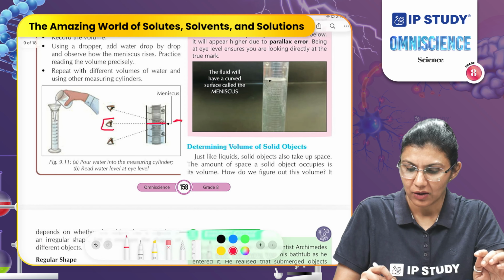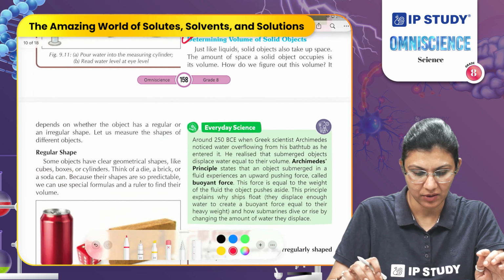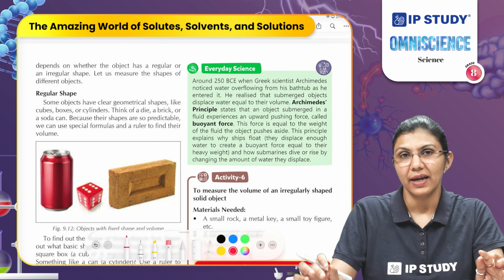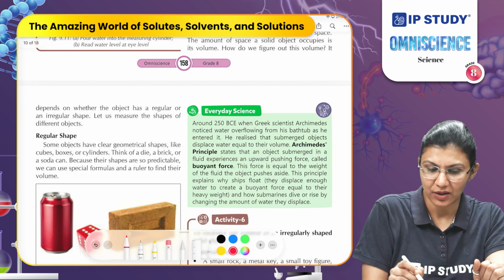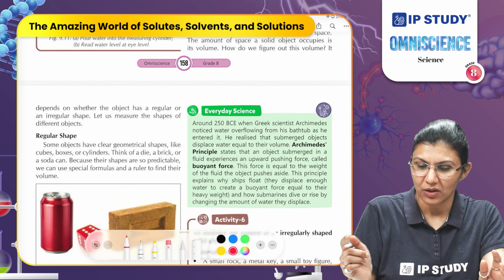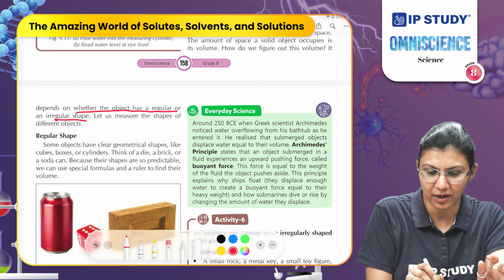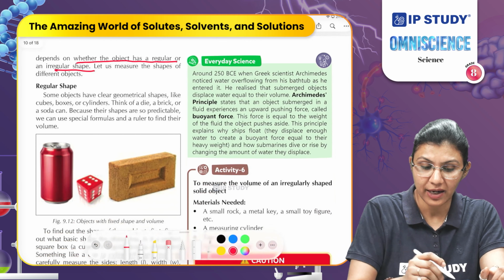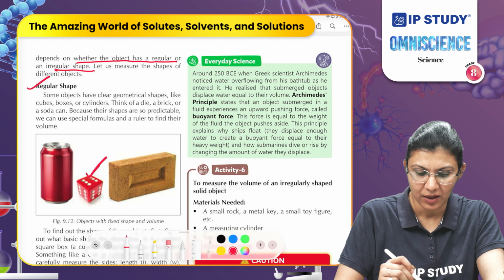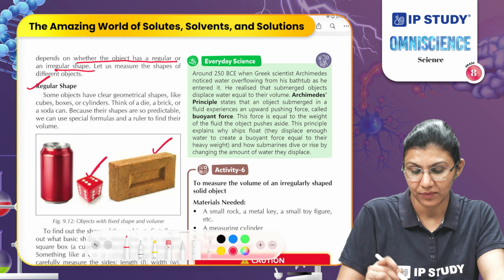Determining volume of solid objects. So how do we define it? It is affected by the shape of the substance. It depends on whether the object has a regular or irregular shape. For regular shapes, some objects like the dice, like a cuboid, brick or a cylindrical can, they have a definite shape, or we can say they have a regular shape. Because their shapes are so predictable, we can use special formulas and a ruler to find their volume.